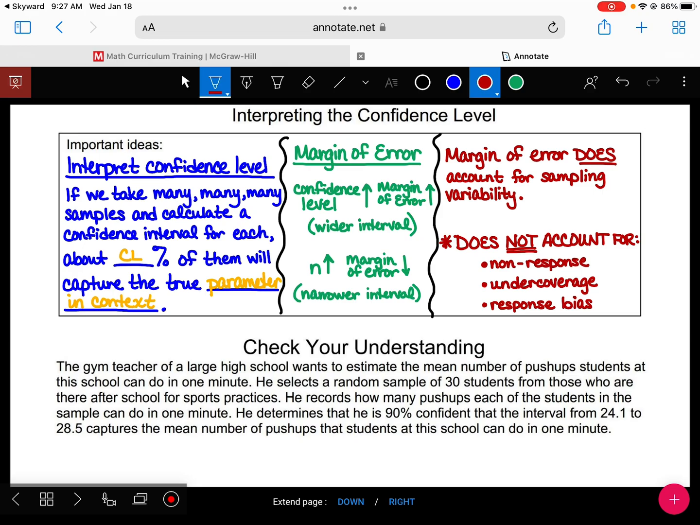When you guys are finished capturing all of this onto your page, I want you to check your understanding down below. I want you to answer those 4 questions there. Interpreting the confidence level that was given. Explaining what would happen to our confidence interval. And describing a possible source of bias.